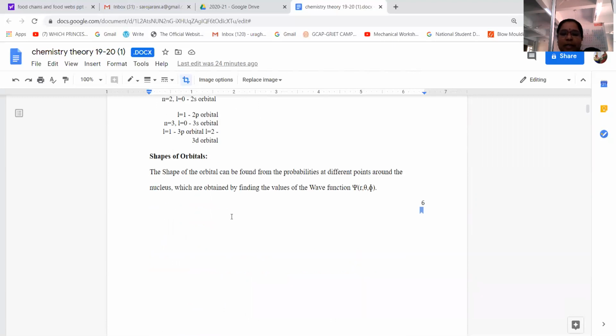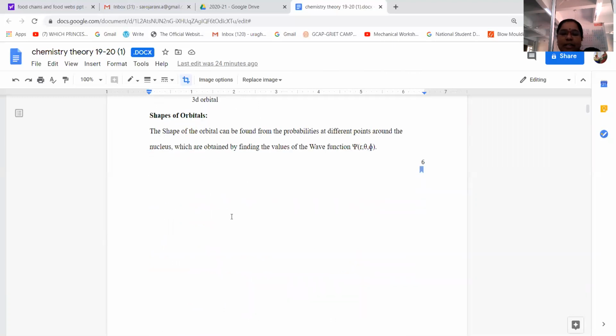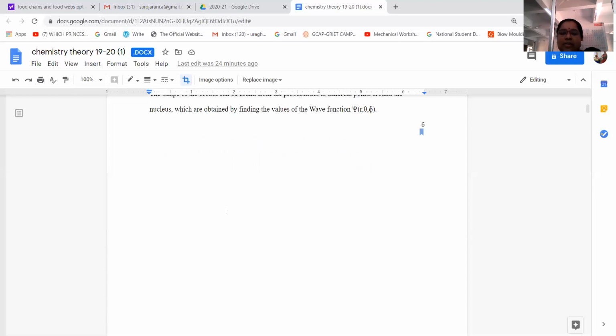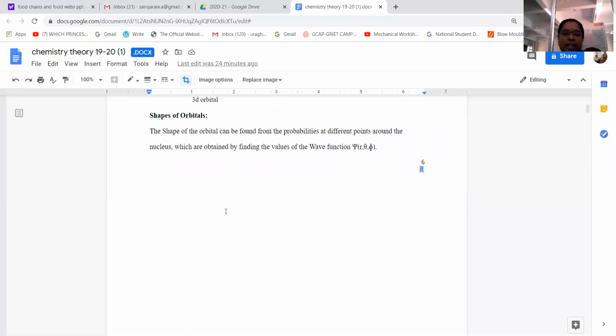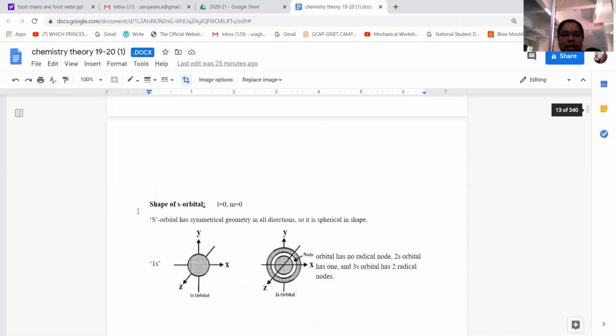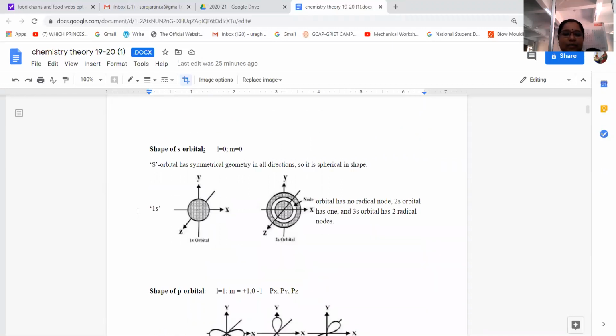Next, shapes of orbitals. So students, you are aware that there are s, p, d, and f. These are very famous and well known, which you have studied from 10th class onwards. These are the orbitals. Each orbital has a specific shape. So coming to the first one, the shape of the s orbital. For this, l is equal to 0, m is equal to 0. So it means it has only one geometry. So the s orbital has symmetrical geometry in all directions. So it is spherical in shape.